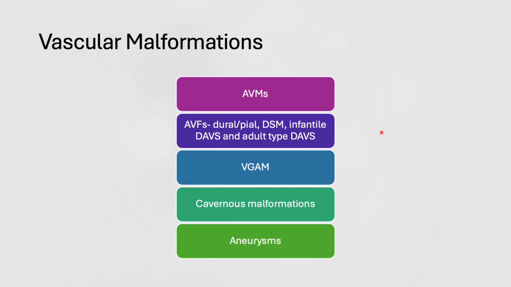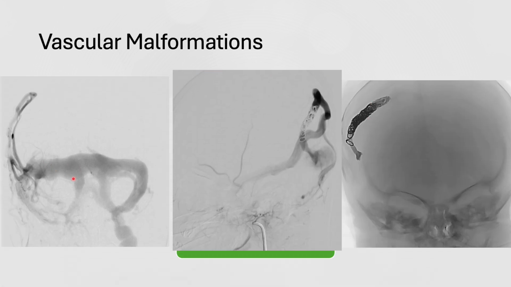AVFs or dural PL fistulas can essentially present with secondary heart failure, and this one that we can see here was a 7-day-old who presented with exactly that. They had secondary heart failure. There's a particularly large fistula onto the right transverse sigmoid junction, which is fed here by principally a meningeal branch across the midline from the left.